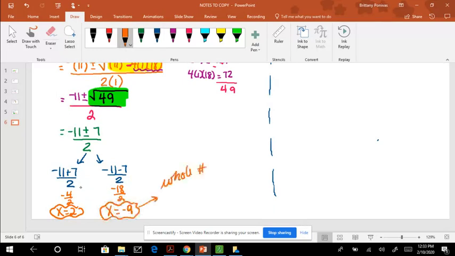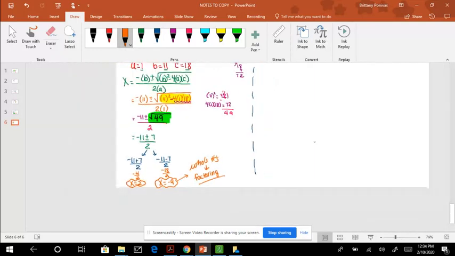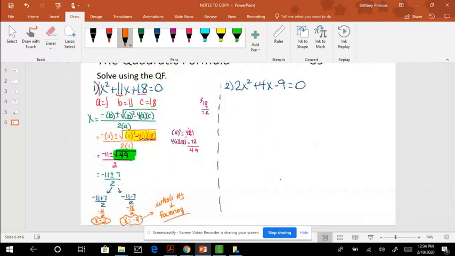Answers are both whole numbers. Solved this by factoring. If you have a radical left in your answer, then you could not have solved it by factoring. So this is an example of no matter which method you use, the quadratic formula will always work.